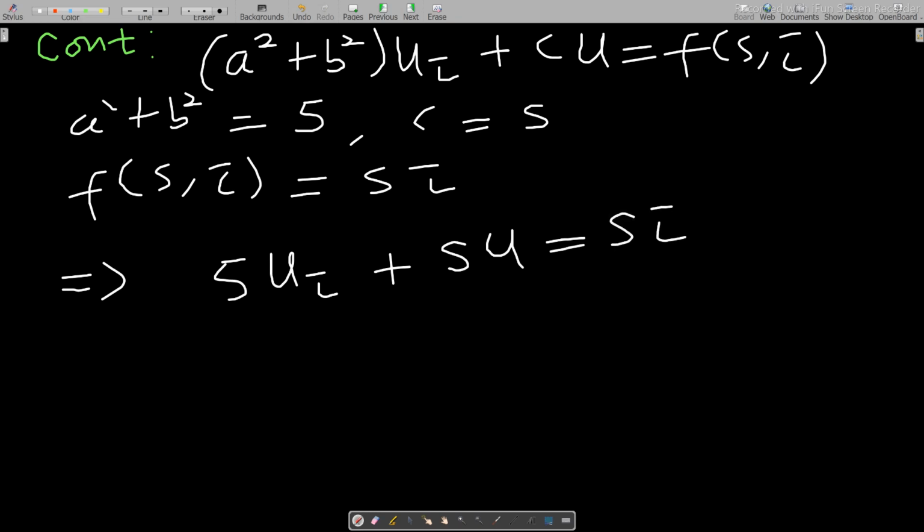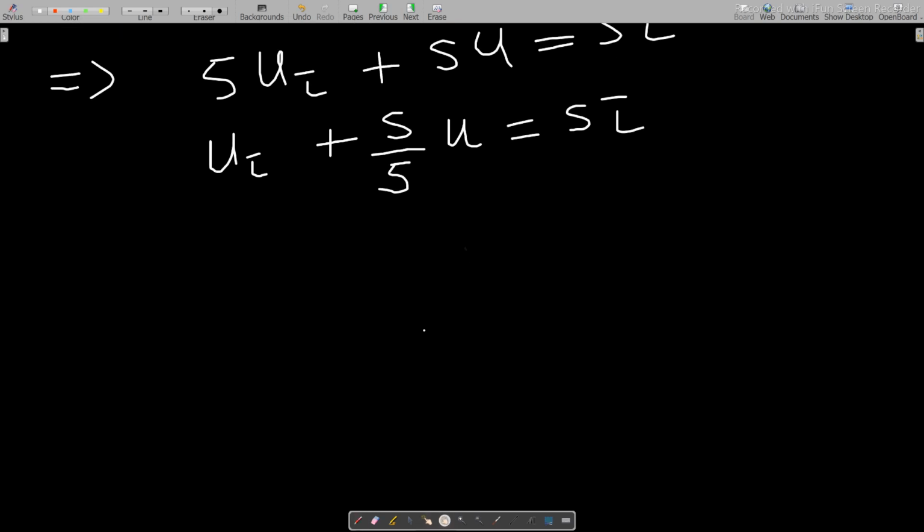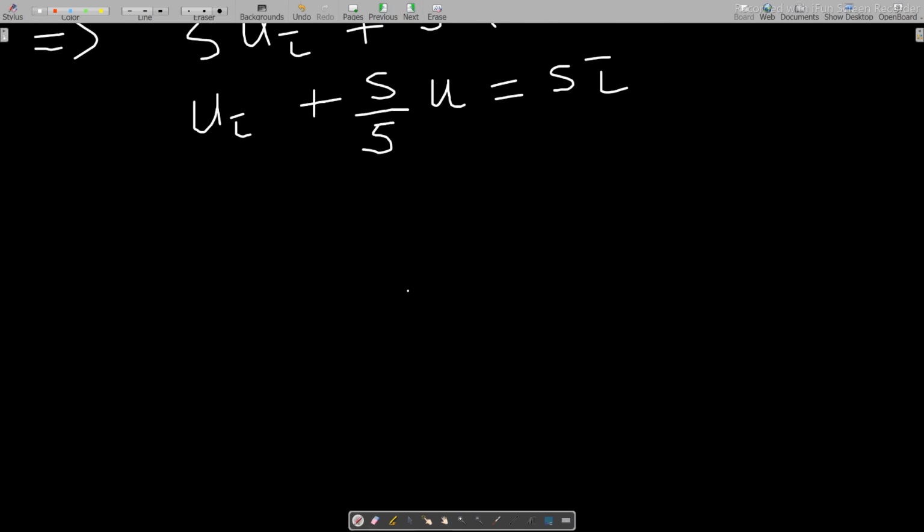So now this becomes very, very simple. A simple ODE. You divide through by 5 and get u tau plus s over 5 u equals s tau. Now this is a first order ODE, where if you want to solve it, what you have to do is find some integrating factor. And the integrating factor for this is given as this.